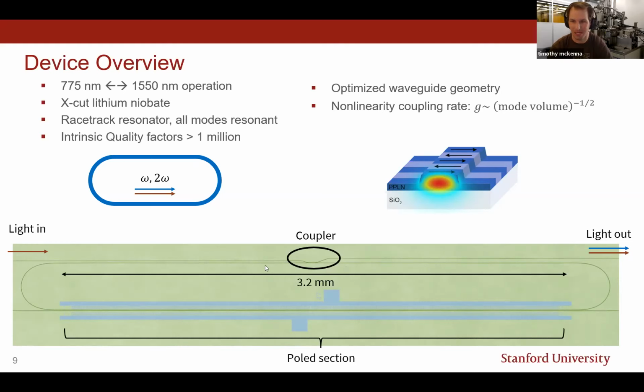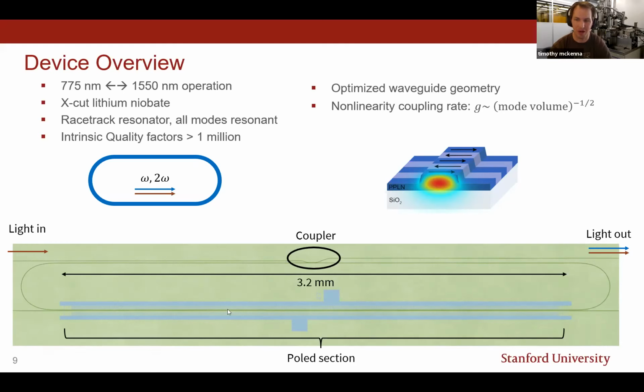So what happens is the light gets injected into this ring, it then circulates, and then say, for example, you inject fundamental light. That light will be circulating in the racetrack resonator. And then on this area, this is where we have periodic polling. So this part of the racetrack is periodically polled, so we have phase matched second harmonic generation. So this is where we have phase matched nonlinear interactions.